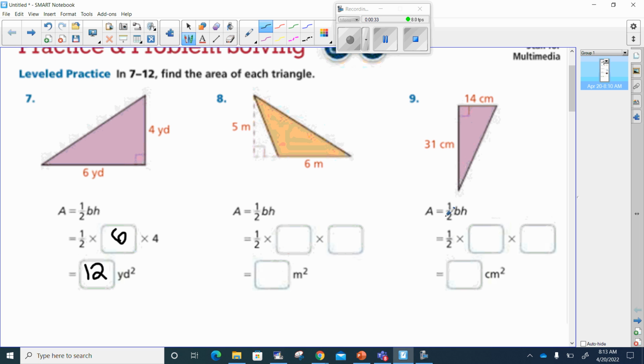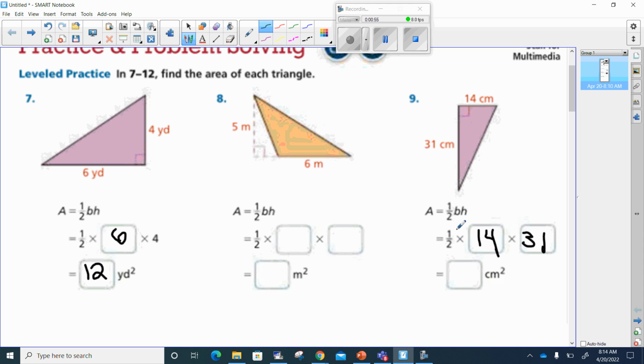Let's go to number 9 now. Again, area equals 1/2 base times height. To do this, we're going to have 1/2 times the base. This time the base is going to be 14, and the height is going to be 31. Don't let yourself get fooled into thinking that this is the base. Just turn it around. We're dealing off of the right angle of the triangle.